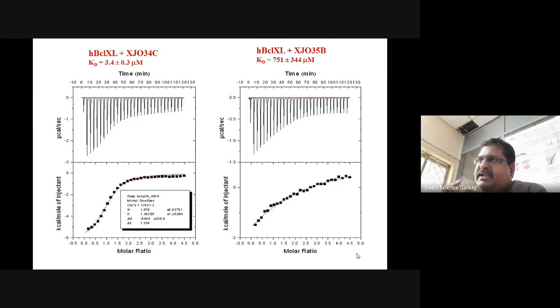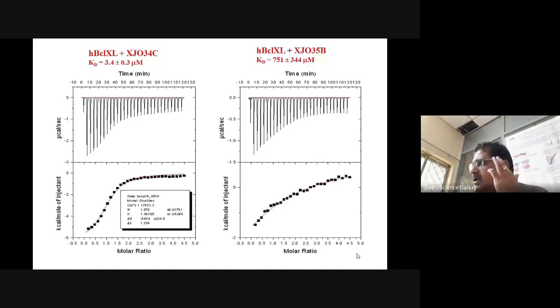The data can be fitted to an appropriate equation, which can yield the binding constant. So what is the binding constant for the BCL-XL and XJ34? I have mentioned it on the slide. You can see 3.4 micromolar. It's a very appreciable binding. Nanomolar is really great, but 3.4 micromolar is very near to the nanomolar. That shows the ligand has very high affinity to the protein.